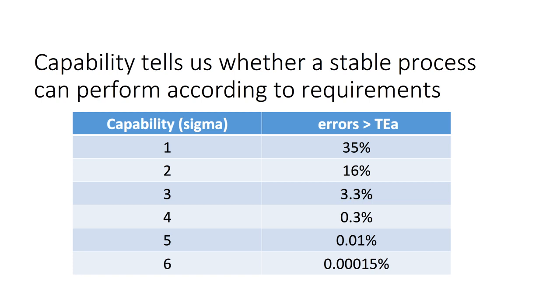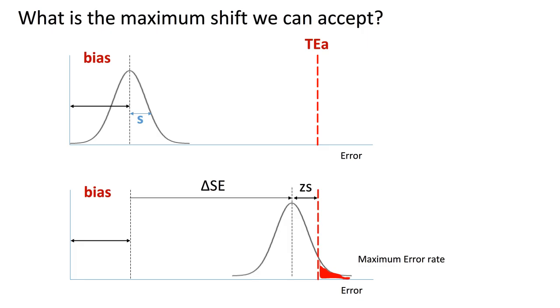If the capability or signal level is unacceptably low, we have to go back to our process. And you can see that high capability or high signal levels, say around 5 or 6, are associated with very low error rates. And ideally, we'd like all of our testing to perform at this level. Capability not only tells us our current error rate, but it also tells us the maximum shift that we can tolerate in a process.